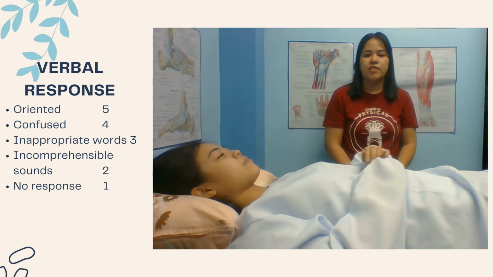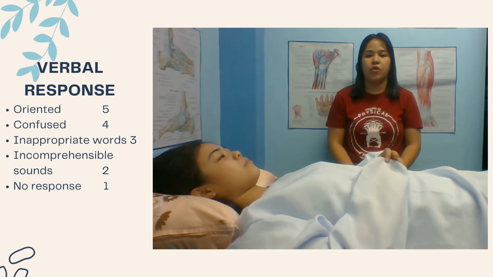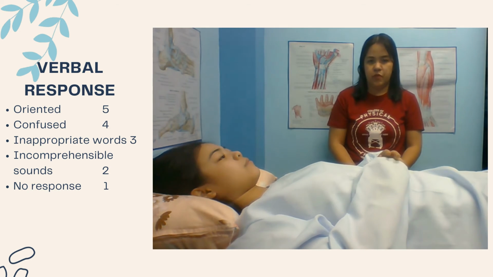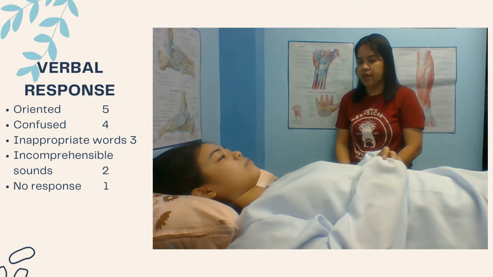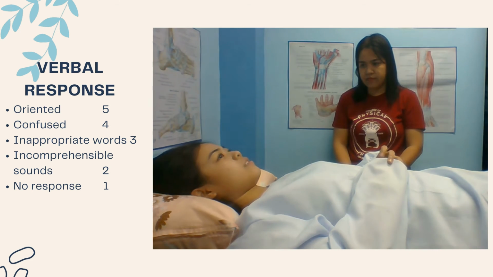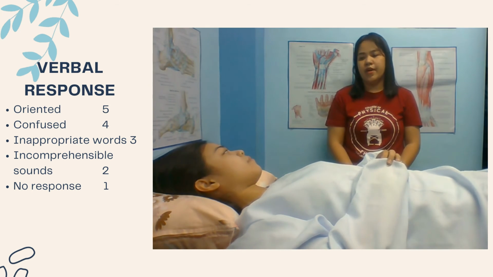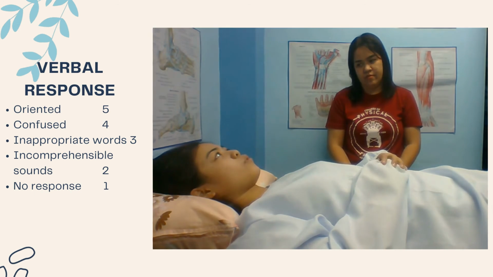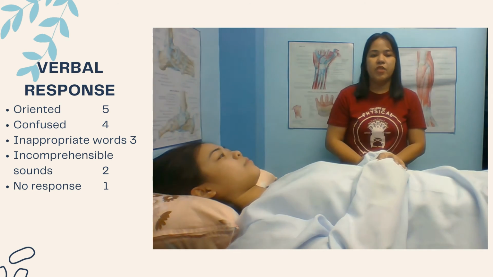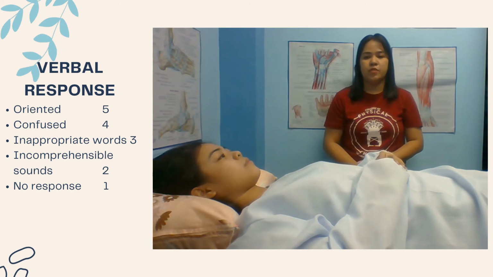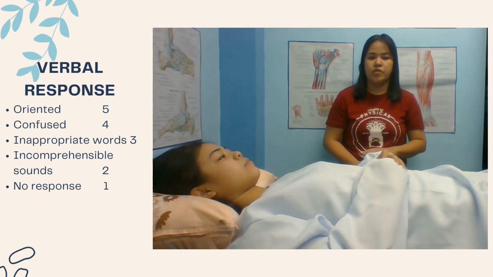If the patient is disoriented, the score is 4, which means she is confused. What is the day today, ma'am? I think it's Monday. Where are you right now? I'm at home. If the patient doesn't respond properly and responds randomly or with words without meaning, the score is 3.